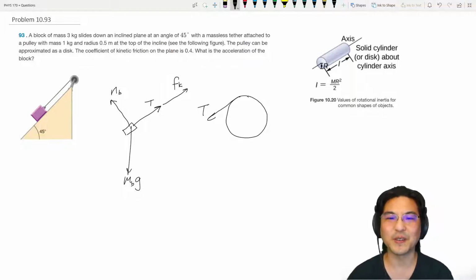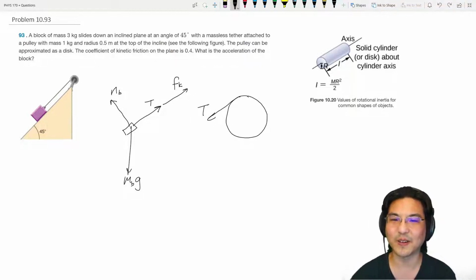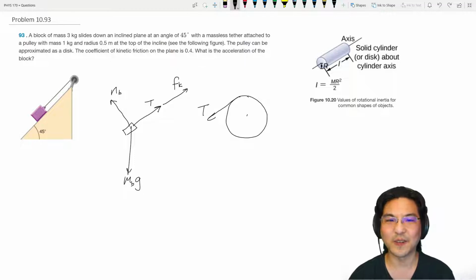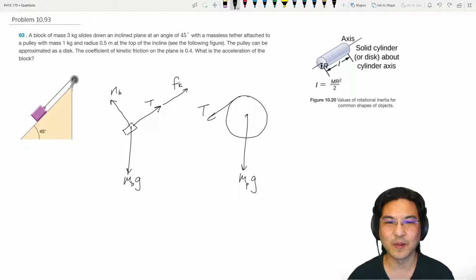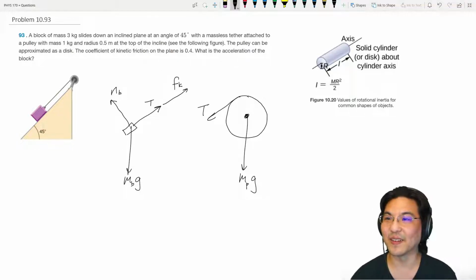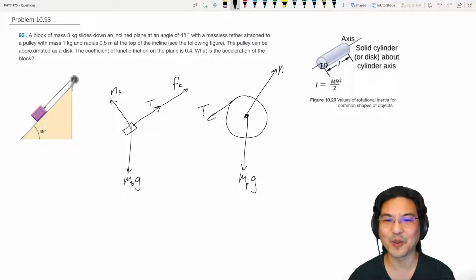For the pulley, we have this tension over here. The pulley itself has weight, so the mass of the pulley times g. And then see how it's attached, by some bearing, right? So there would be a normal force normal to that bearing. And we don't know the direction, whichever way. Normal force for the pulley. Okay, so now we got both free body diagrams.